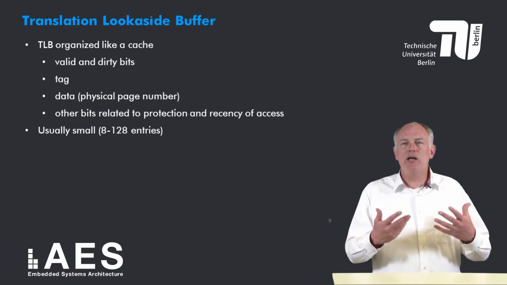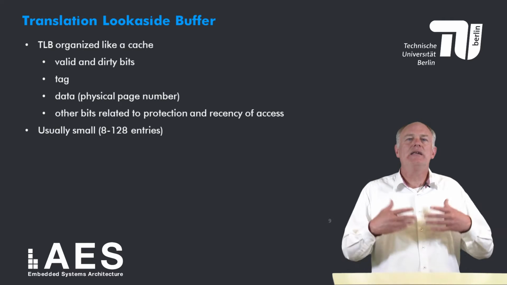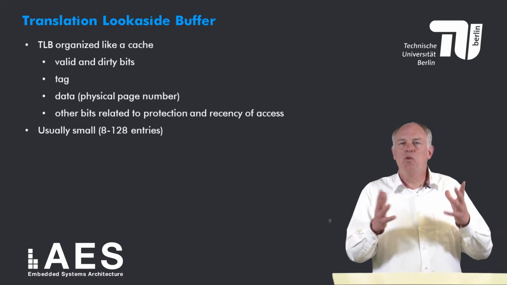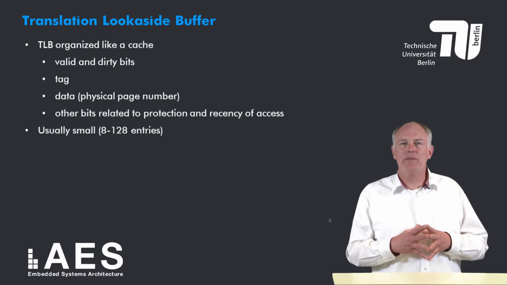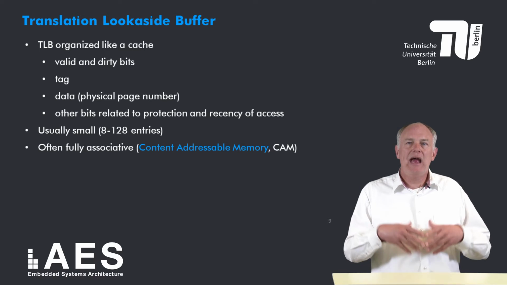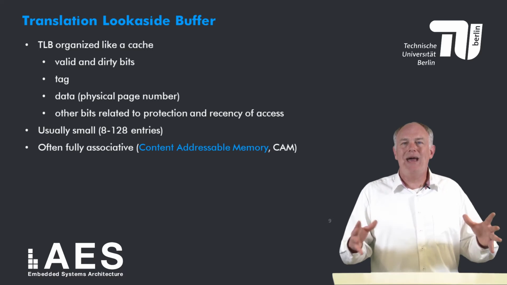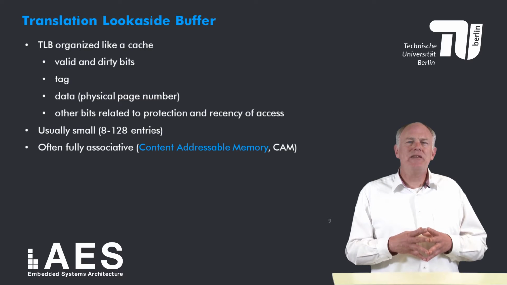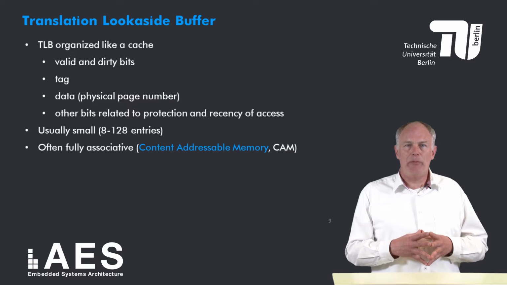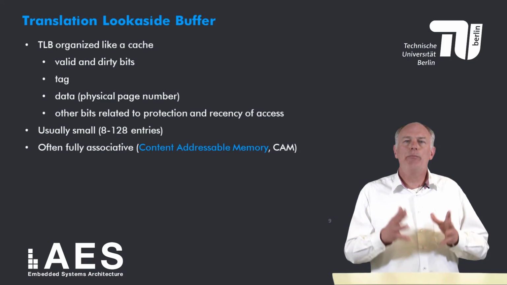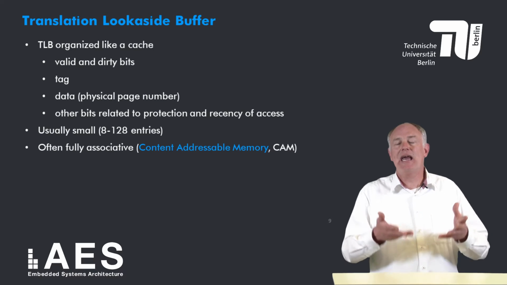Because at any time a process uses only a few pages, TLBs are usually small. The typical size is 8 to 128 entries. Finally, TLBs are often fully associative, and the tags of all entries are compared to the tag of the accessed page in parallel. A fully associative memory structure is often also called a content addressable memory, since no address or index is used to locate the data, but parts of its contents, in this case the tag.